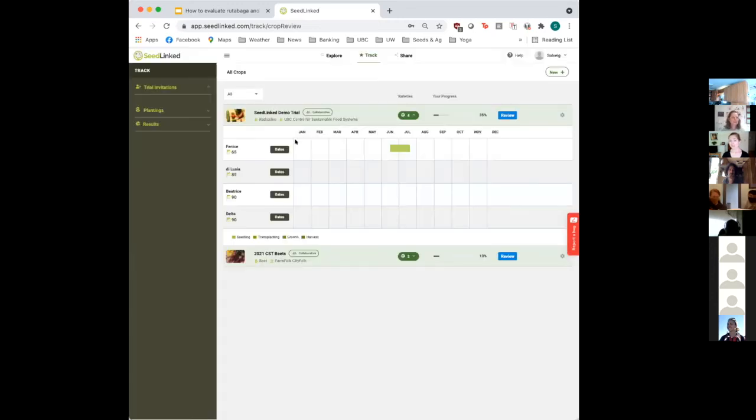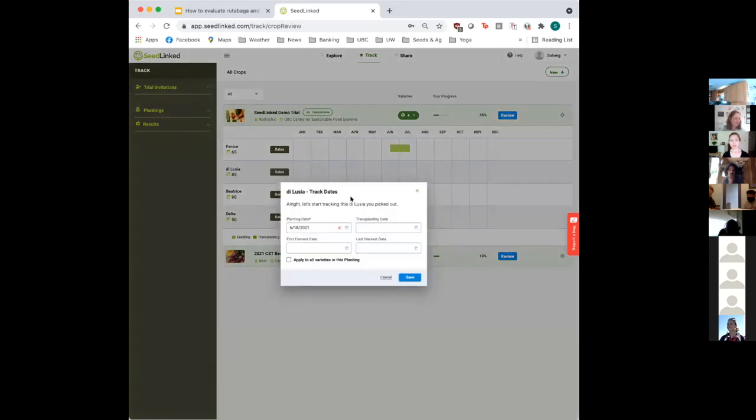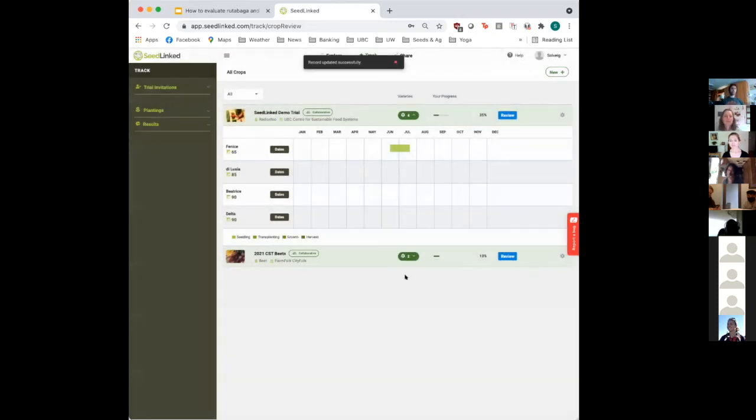So the first thing it does is give me an option to enter dates. For this one, I've already entered my planting dates and transplanting dates. So we'll go to Delucia, and okay, so I entered a date of just before the summer solstice for seeding in the greenhouse. We'll save that. And then I'll go in and review them.